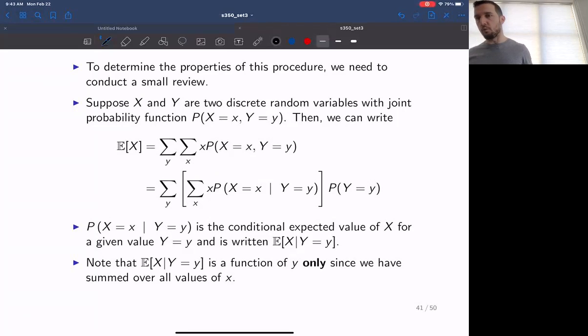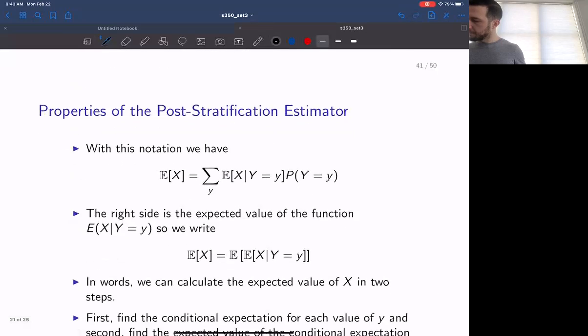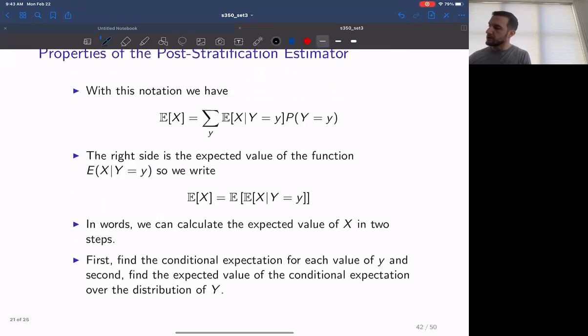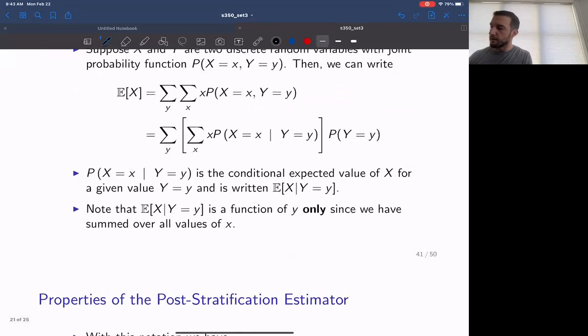So on slide 41, we're simply just reviewing some key definitions that will help us in our derivation of the post-stratification estimate. Okay, now following from this definition, we can establish that the expected value of X is as it was described and as it's written on slide 41.